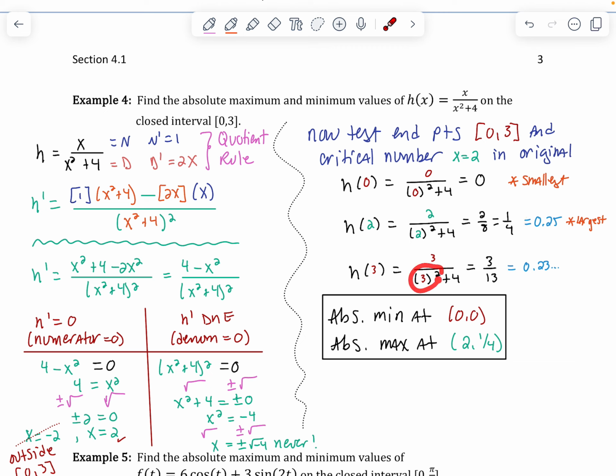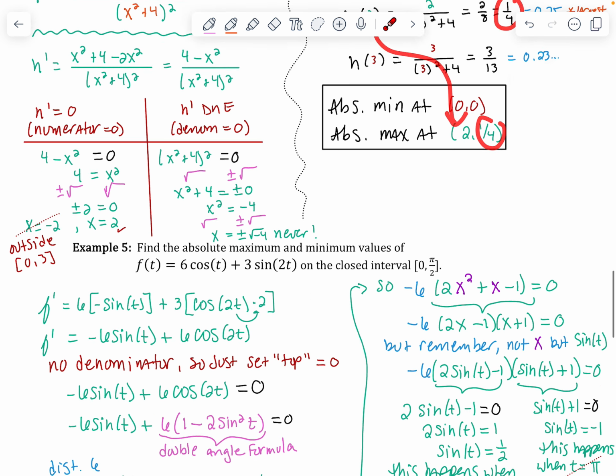When I plug 3 in, 3 squared is 9, 9 plus 4 is 13. I may not be sure at first if 3/13 is bigger or smaller than 1/4. So this is where going towards a decimal can let you know that 1/4 is larger than 3/13, both of which are larger than 0. So 0 is actually my smallest output. My absolute min has an output of 0 that occurs when I plug 0 in. And my largest output is 1/4 that occurs when I plug 2 in.